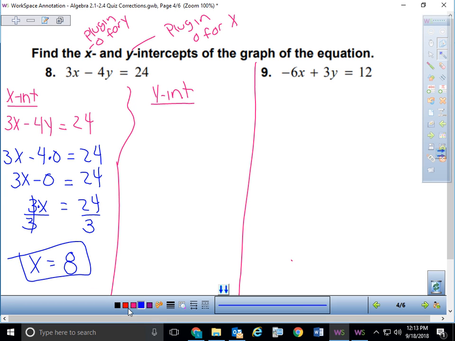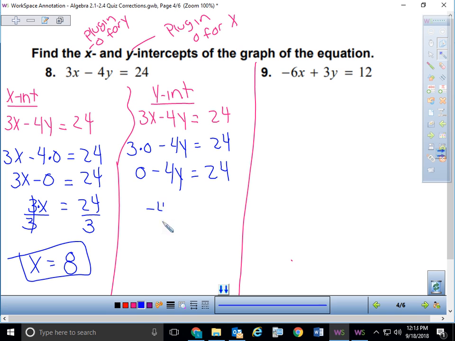Y-intercept. So I'm going to start by writing the equation. 3x minus 4y equals 24. But this time, to find the y-intercept, I plug in 0 for x. So I'm going to have 3 times 0 minus 4y equals 24. Anything times 0 is 0, minus 4y equals 24. 0 minus 4y is negative 4y equals 24.